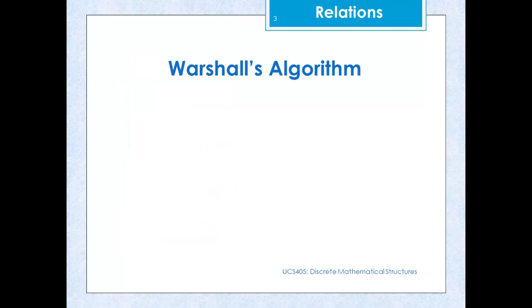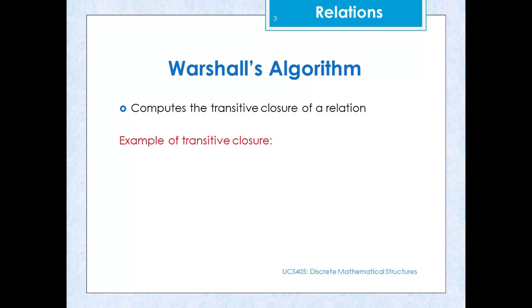Warshall's algorithm is an algorithm to find the transitive closure of a given relation. We have seen that it is not easy to find transitive closure manually. So this algorithm provides us the way to find the transitive closure. Let us see one example for transitive closure.